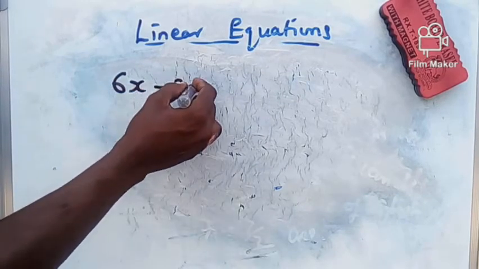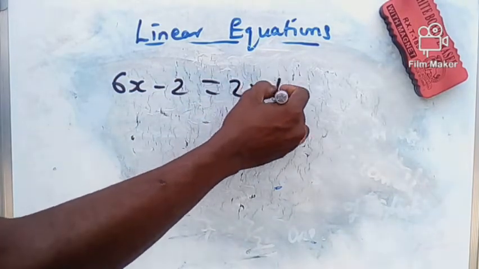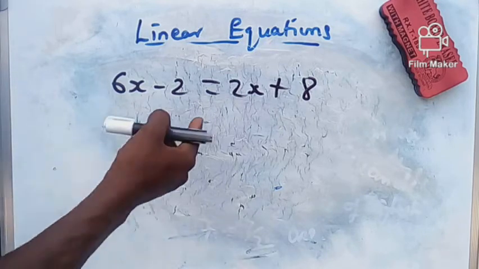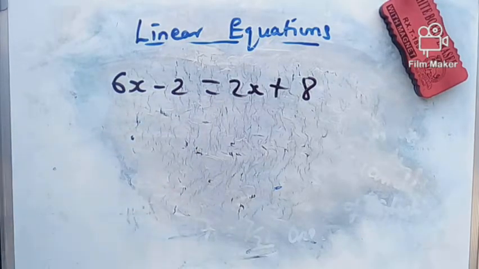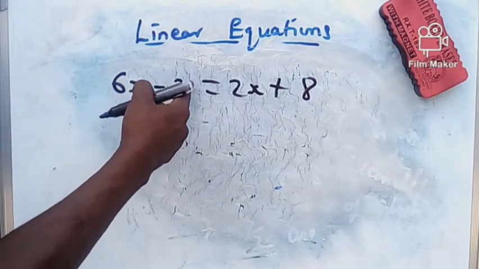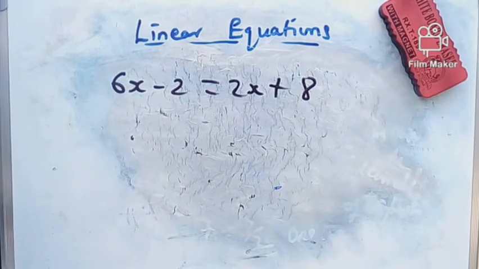6x minus 2 equal to 2x plus 8. Feel free to pause the video and try the problem out yourself. So to tackle this problem, what do we do? We simply collect the like terms as usual. So we start off with the first guy, remove 2x from here, and then remove minus 2 from here. We can do it at the same time, or we can do it separately at will.